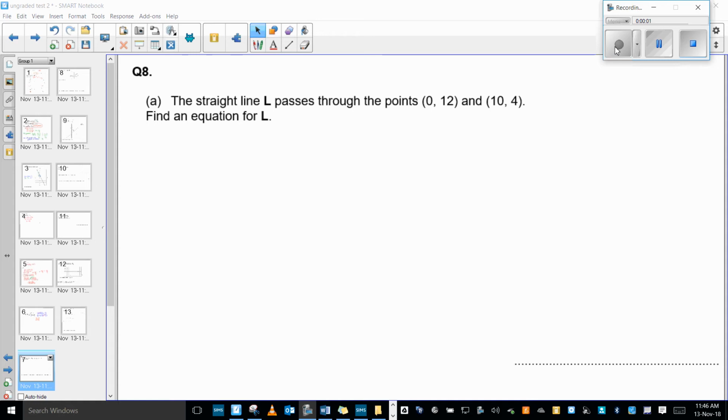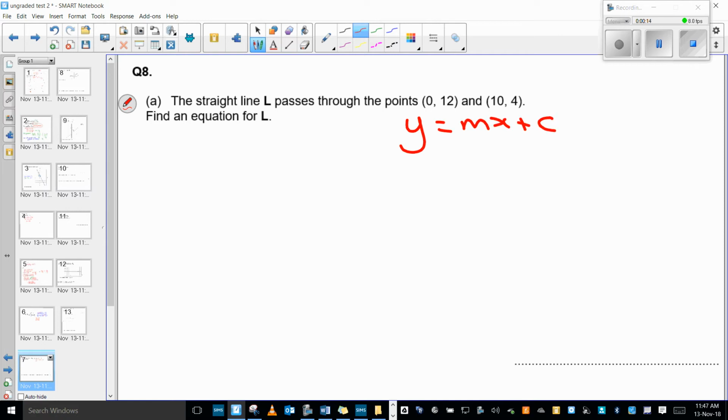Equation of a straight line, we know 2 points it passes through. So we just had that little discussion. Remember, when we're finding equations, what format is the easiest way to put them in? y = mx + c. So we need to find two pieces of information: the gradient and the y-intercept. The gradient is the easiest thing to find first.